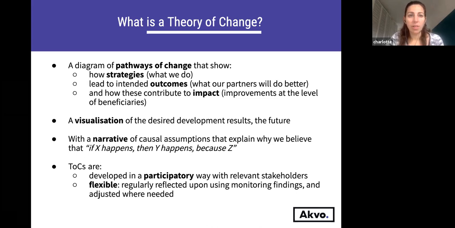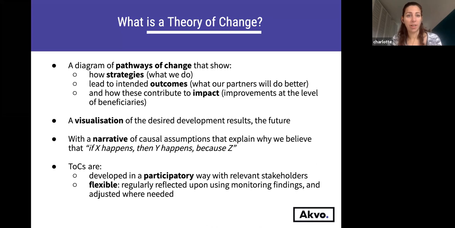So the ToC has at least two components. First, there is a diagram, which consists of pathways of change. And there is also a narrative. So it consists of the causal assumptions that explain why you believe that if X happens, then Y happens because of Z.